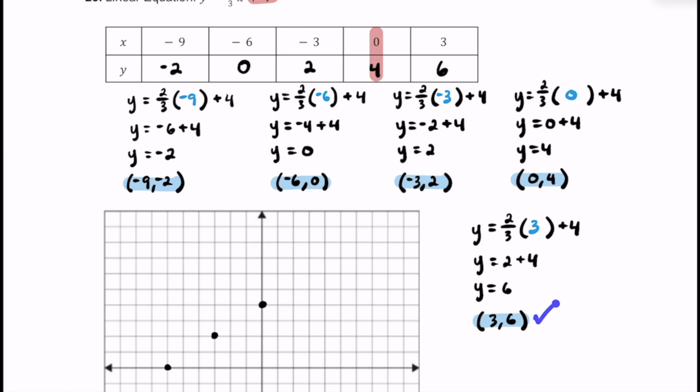And then finally, we have 3, 6, that's going to be in quadrant 1. So it's going to be 3 to the right and then 6 up. Okay, so if we go ahead and draw a straight line through here, we can see this would be our linear equation. And then if you're trying to look at the rate of change aspect as well, notice how we have a vertical change of +2 each time from each point to each point.